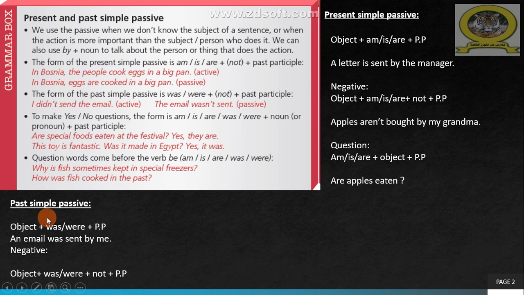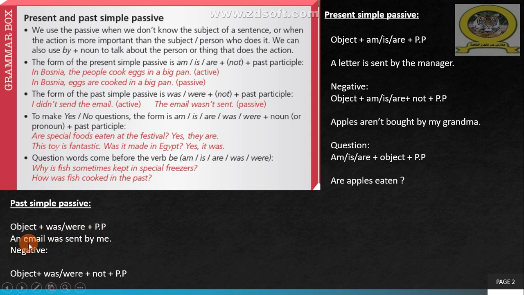What about the past simple passive? It's the same, not big differences. I will start the affirmative sentence with the object plus was or were. In the present simple I put am, is, or are as the verb to be in the present. Here I will put was or were as the verb to be in the past. Was comes with he, she, it, I, and were with you, we, they. So I start with the object plus was or were plus the past participle form of the verb.